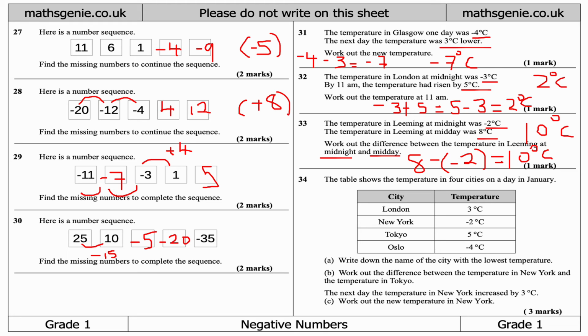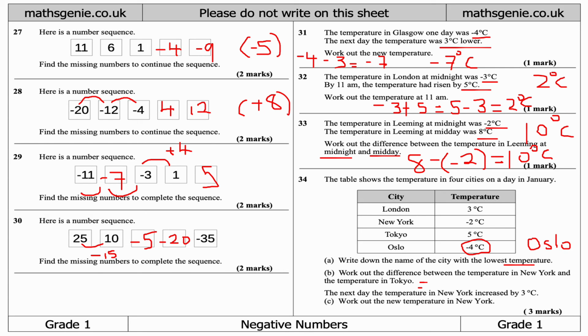Question 34. The table shows the temperature in 4 cities on a day in January. City: London, New York, Tokyo, Oslo. Part A. Write down the name of the city with the lowest temperature. So the smallest temperature is going to be Oslo, because that's the smallest number out of them all. -4 is the smallest out of them all.